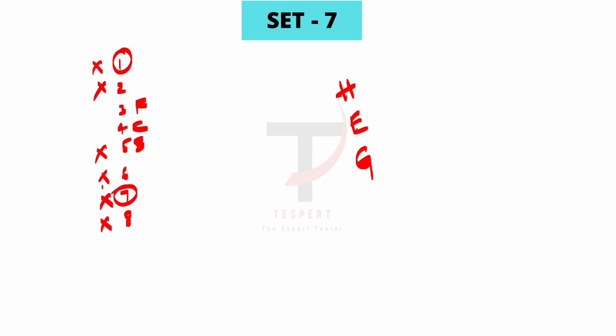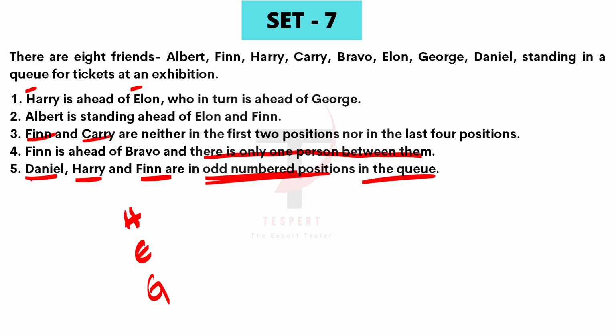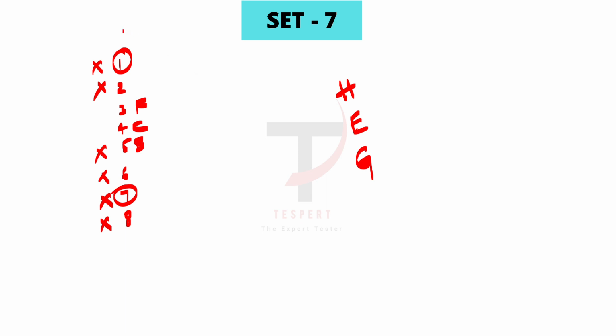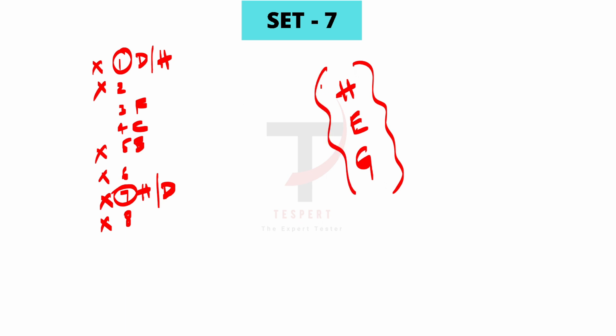And who are the guys? Daniel and Harry. So Daniel can come here, Harry can also come here. If Daniel comes here, Harry comes here. If Harry comes there, Daniel must come here. But if H is in the 7th place, we cannot arrange H, E and G, which violates this statement.